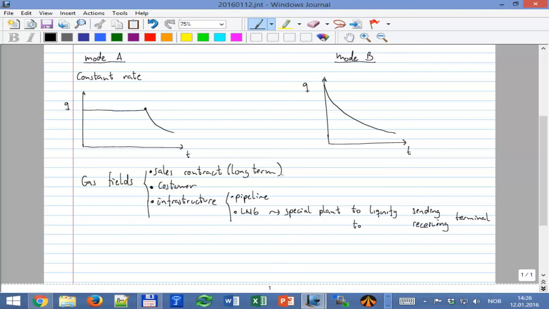You have a customer, the infrastructure, and that's why usually it has to be a constant rate, but you might have different plateaus, for example. Usually they say we want you to deliver a certain amount of gas for this amount of time that we will need, and you reach an agreement and a commitment with the customer.